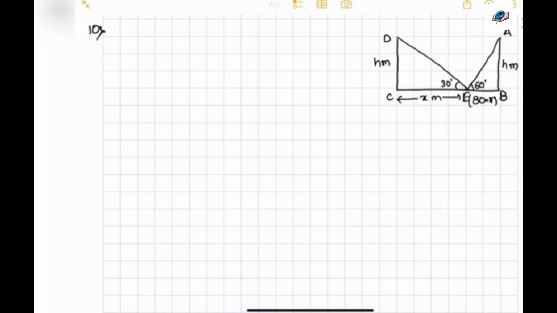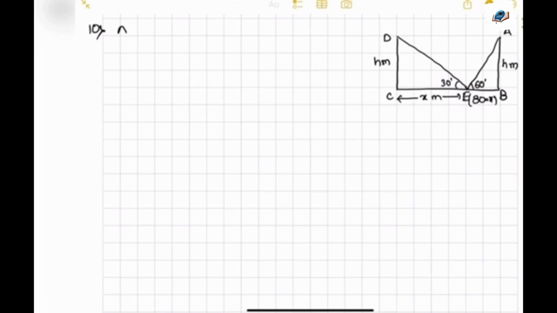Now next it says two poles of equal heights are standing opposite each other on either side of the road, which is 80 meter wide. From a point between them on the road, the angles of elevation of the top of poles are 60 and 30 respectively. Find the height of the poles and the distance of the point from the pole.